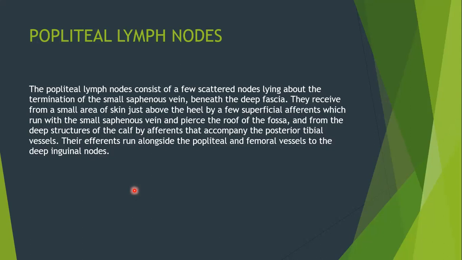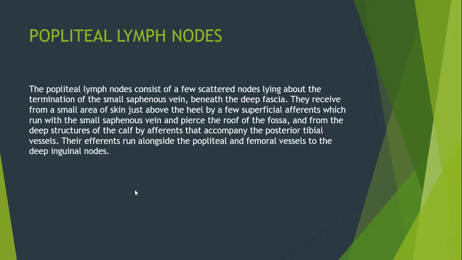These lymphatics, the afferent lymphatics, run along with the small saphenous vein, and then they pierce the roof of the fossa and drain into the popliteal lymph nodes. Lymphatics from the popliteal lymph nodes will then run along with the popliteal and femoral vessels to drain into the deep inguinal lymph nodes, which are found in the femoral triangle.